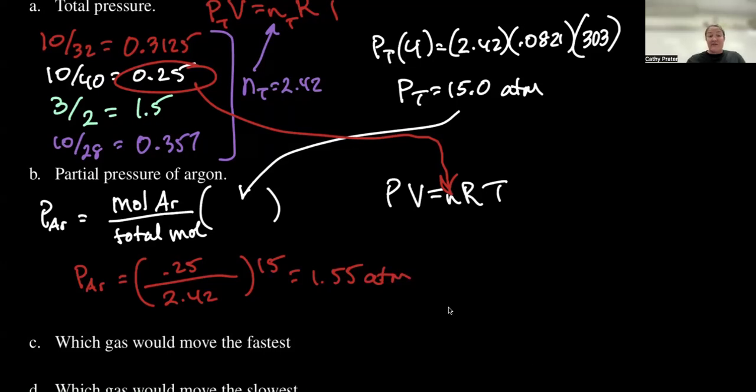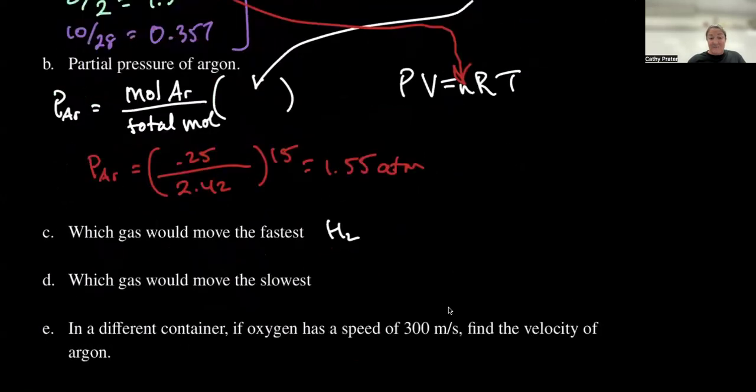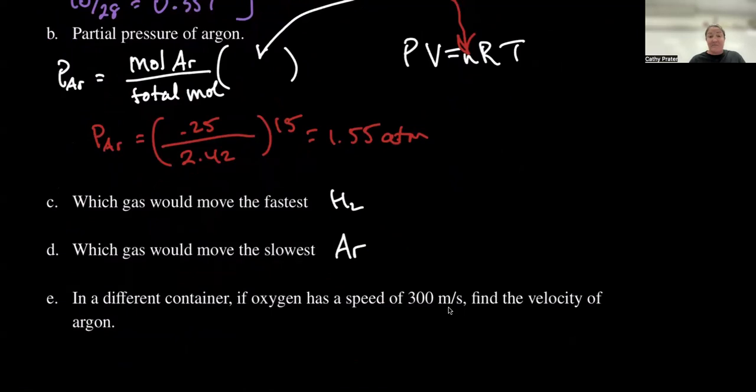For which gas would move the fastest, it's whichever one's the lightest. So the gas that'll move the fastest is H2. Which gas would move the slowest? It's going to be the one with the highest molecular weight of those, which will be Ar.